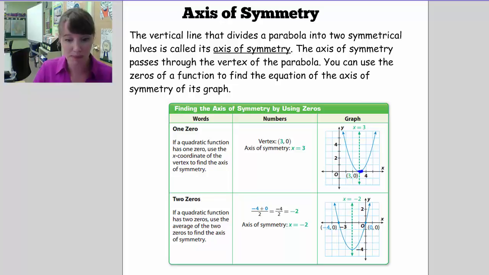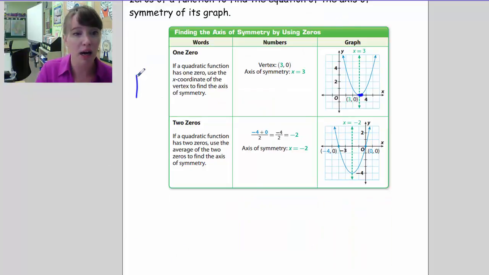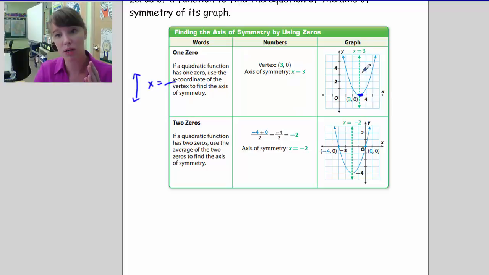Now, what I want you to recall is that vertical lines have an equation that's of the form x is equal to some number, okay? What we know about all the points on this line is that the x values are equal to the same number here. The y values all change, but the x values stay the same. So here, if a quadratic function has only one root, then the axis of symmetry is going to be the x value of that vertex. So it's x is equal to 3. Okay, because it's always the x value of the vertex.